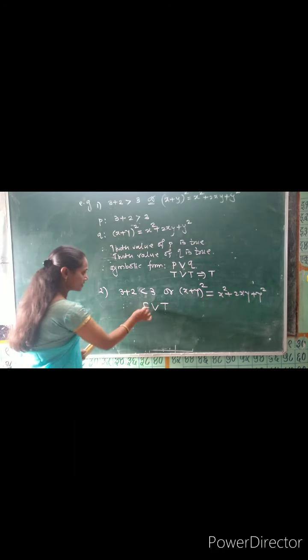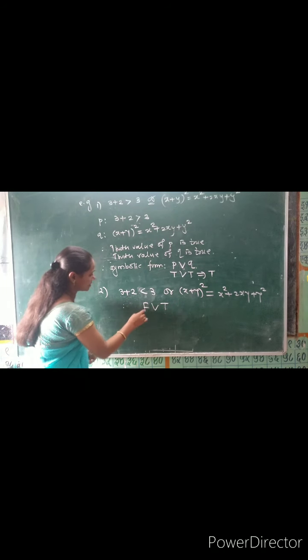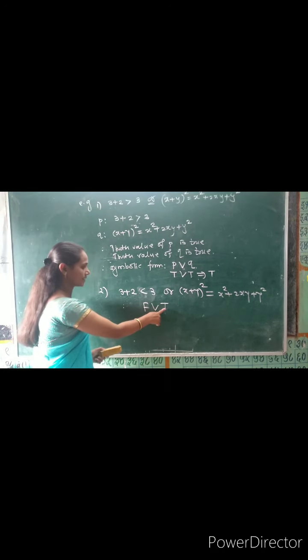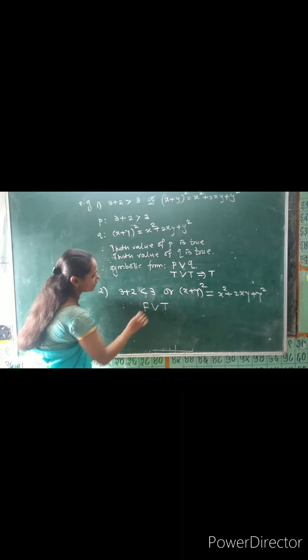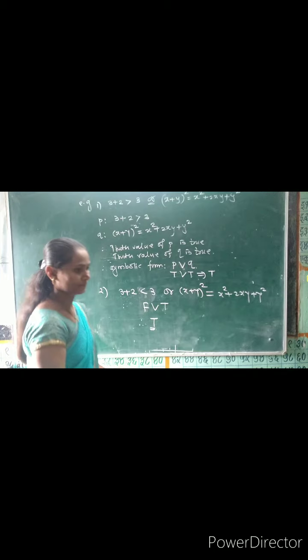F or T: in disjunction, if both the statements are false, then the truth value is false. Here the first statement is false and the second statement is true. Therefore the truth value is true, that is T.